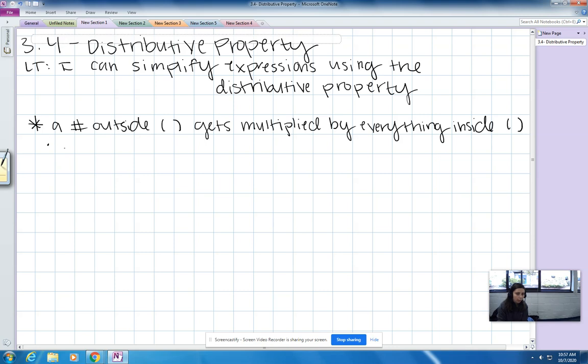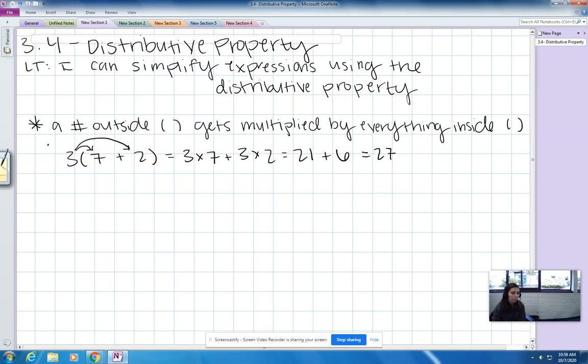So in action, let's say we had 3 times (7 plus 2), because remember, a number next to parentheses means multiplication. Because there are multiple things inside those parentheses, we're going to multiply this 3 by all of it. We're going to multiply it by the 7 and by the 2. So 3 times 7 is 21. Let's actually back up and write that out. Let's write 3 times 7 plus 3 times 2. 3 times 7 is 21. 3 times 2 is 6. 21 plus 6 is 27.